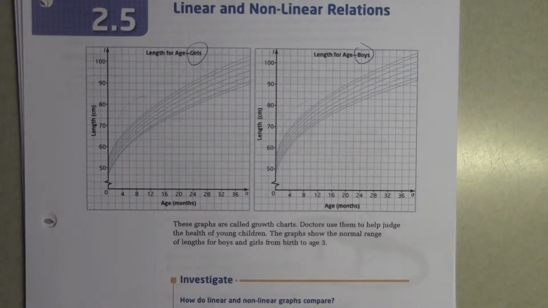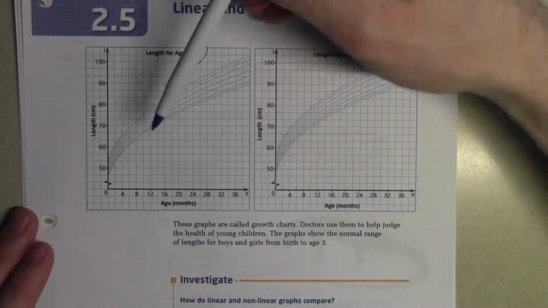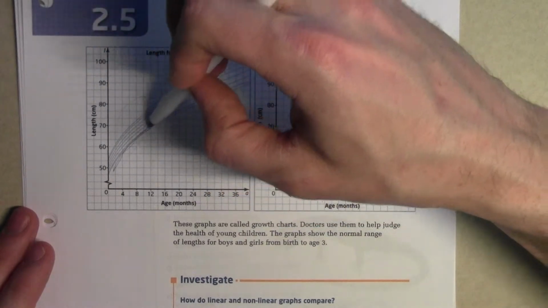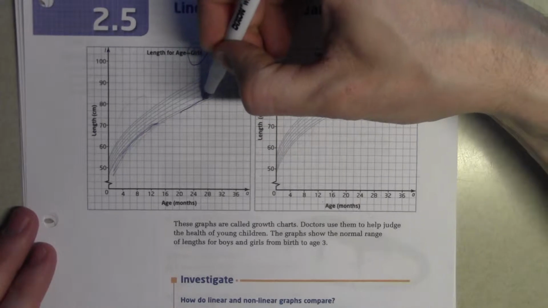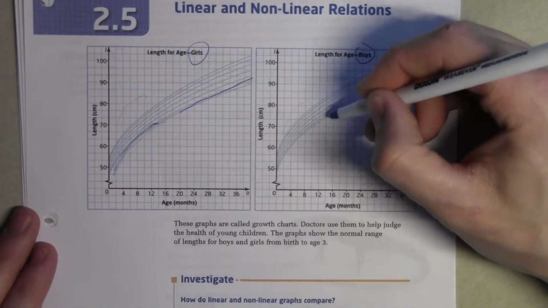The graph of a linear relation forms a straight line. For what age range does the growth of girls and boys appear to be linear? What do you guys think? Henry. Looking up here, which part does it appear linear? So here it's not, right? Because it's curving, it's not a straight line. What about from, say, here on, Henry? Yeah, it's more straight. Yeah, more straight. Linear, yes. Good.